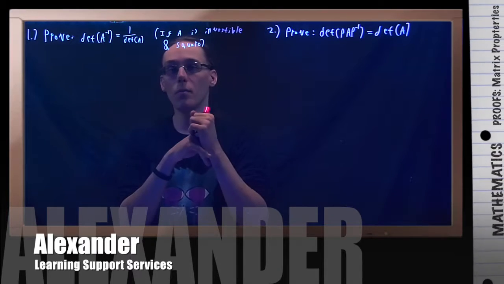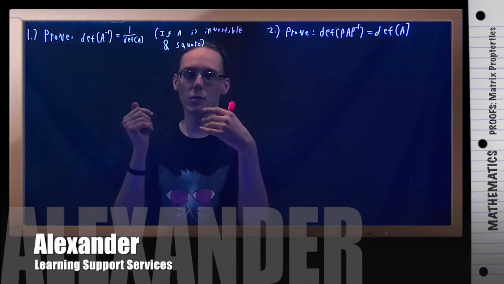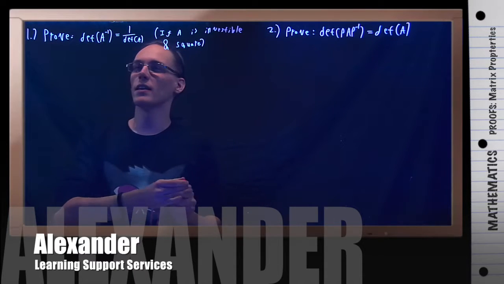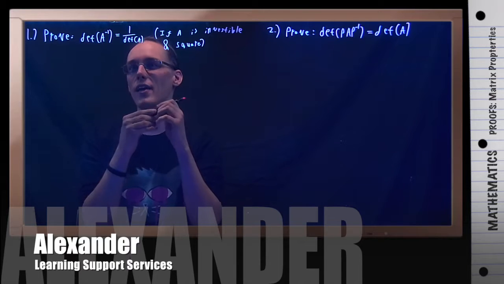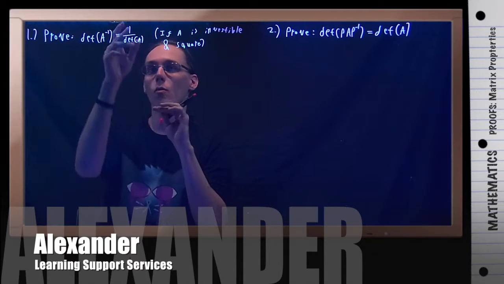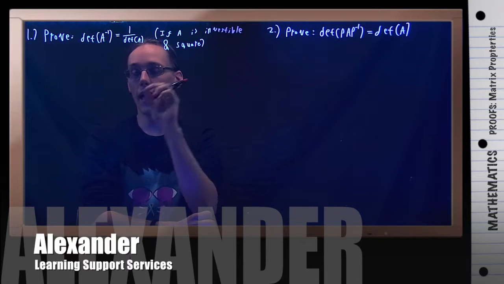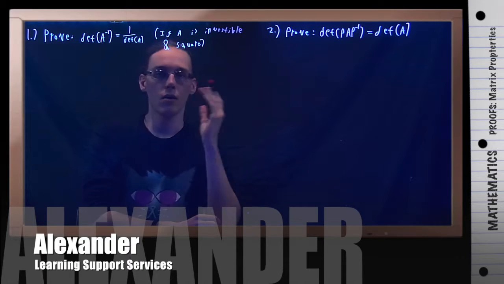All right, in this example, we're going to be proving what we're asked to prove. And I'm going to prove the first thing first. So this says prove that the determinant of A inverse is equal to 1 over the determinant of A if A is invertible and square. So here's what I'm going to do.